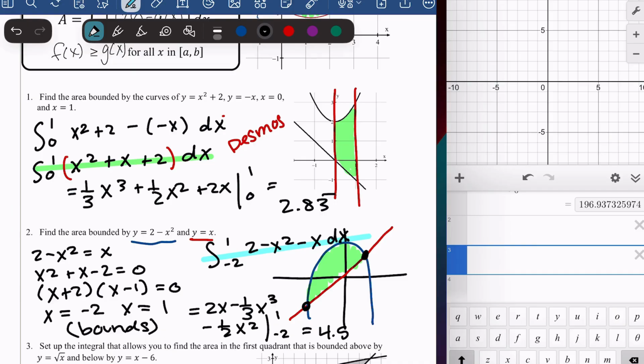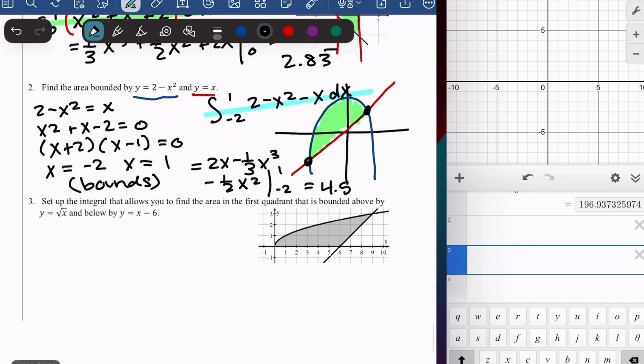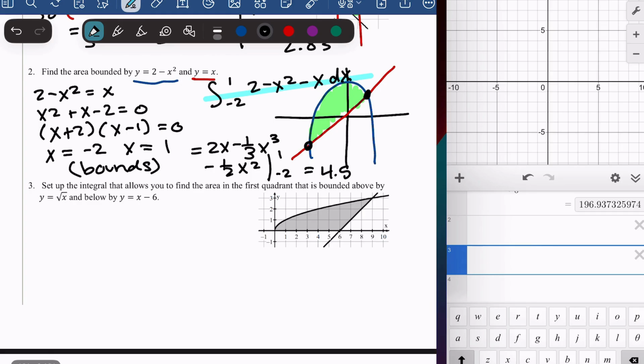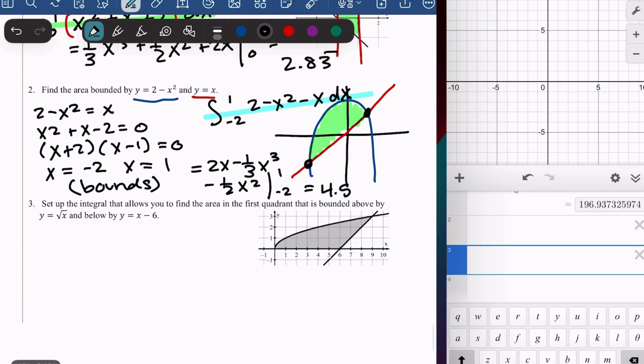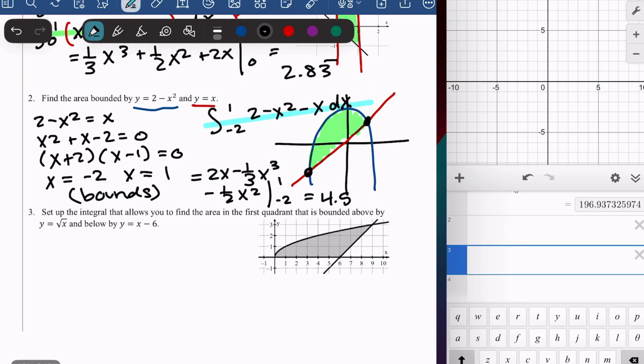Okay, got it. How do we know it was greater? Say that again? How do we know it was greater again? Because it's the function that's on top of the area. So that is the quadratic, and so that's why we did the quadratic minus the line.